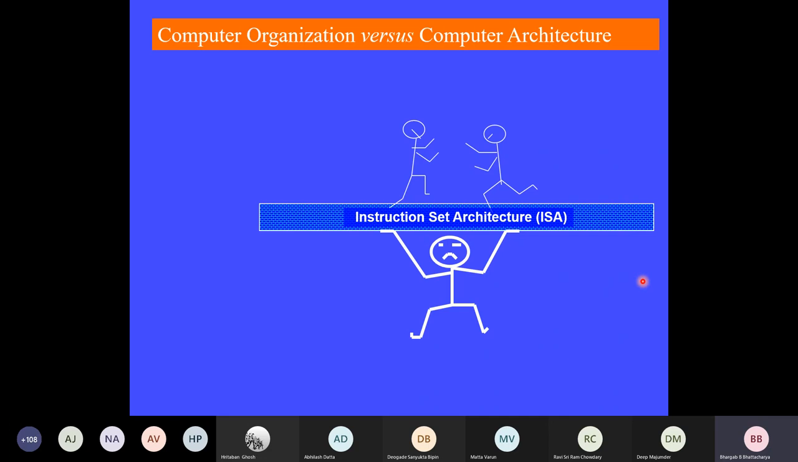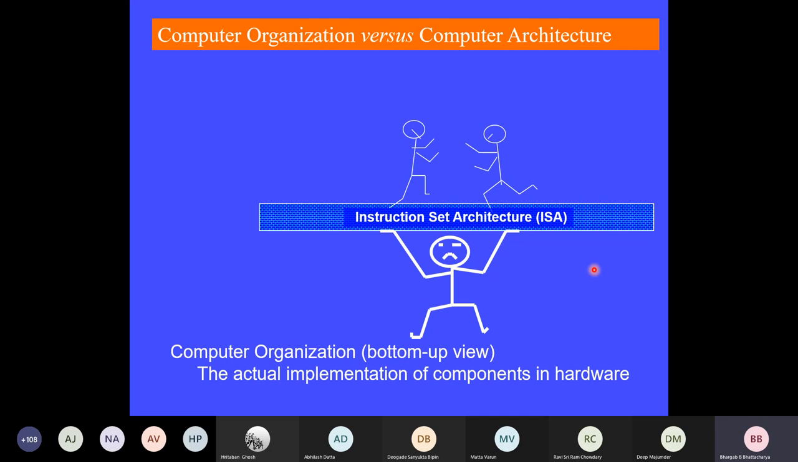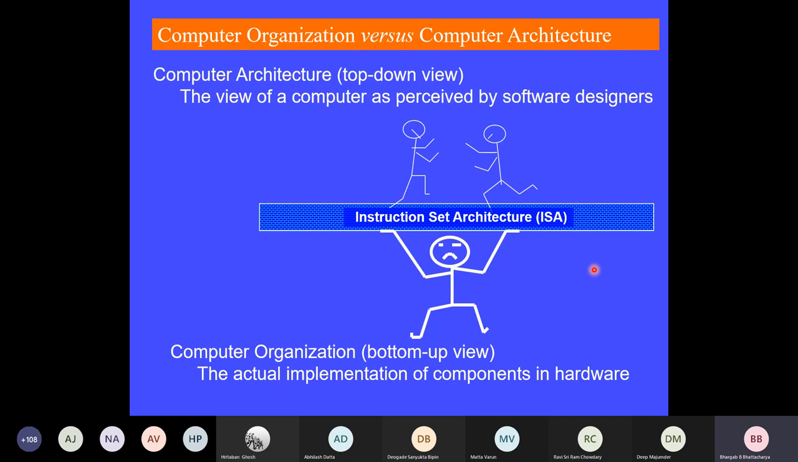Now we are addressing the issue of computer organization and architecture. Here, as you can see, this strong gentleman represents the hardware, all the hardware resources. Once the hardware is designed, it supports an instruction set. This is the platform of the instruction set on which the software engineers stand and write their programs. Computer organization is nothing but a bottom-up view, the actual implementation of components in hardware, whereas computer architecture is the top-down view, the view of the computer as perceived by the software designer.